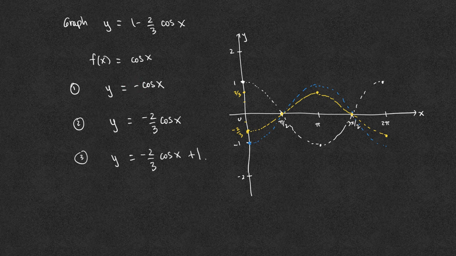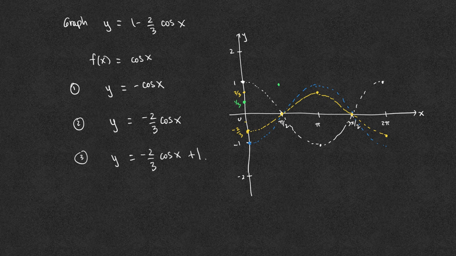Next, we will take this yellow graph, which is the graph of negative 2/3 cosine of x, and shift it up 1 unit. And so, from negative 2/3, we add 1 to get to y equals positive 1/3. From y equals 0, we move it up 1 unit, and so now y is 1.